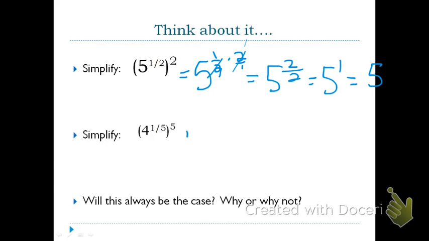Try the next one. This is 4 to the 1/5 power to the power of 5. Before I go any further, do you notice anything about that problem? Maybe you'll notice it when I do another example. This is the same thing as 4 to the 1/5 times 5. We need to multiply a fraction by a whole number. Put a 1 under it. The 5's cancel out, 1 over 1. So this is the same thing as 4 to the first, or just 4.